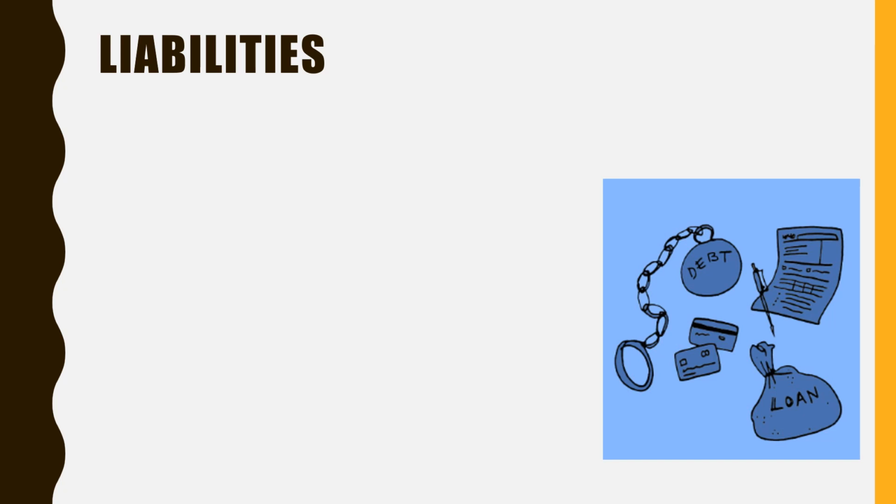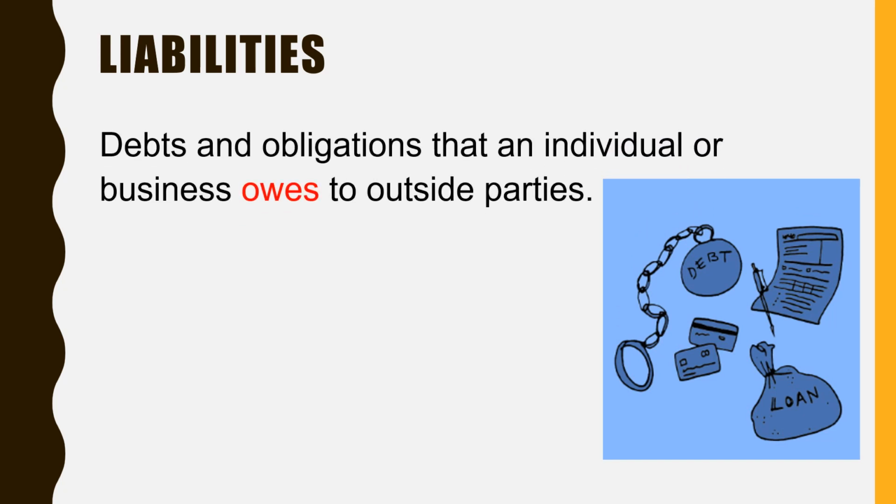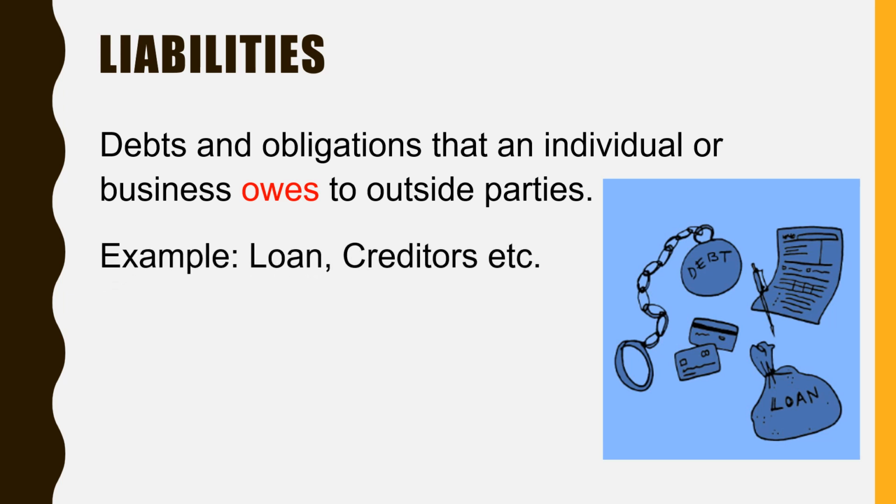Okay, students, the next important term is liabilities. What are liabilities? Liabilities are the debts and obligations that an individual or a business owes to outside parties. For example, when we take a loan from a bank, or we buy goods from a supplier and do not pay cash, that is known as creditors. So liabilities are the debts a business owes to outside parties.